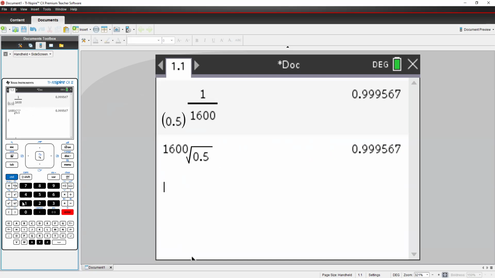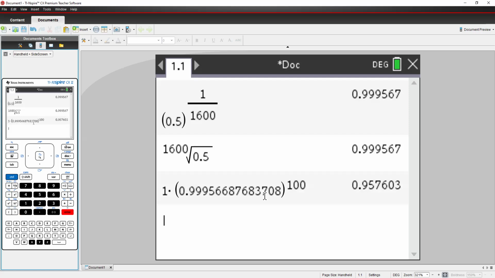All right, so then you would just do 1, there we go, times, and then type this answer. I don't want to have to type that answer, so I can do control answer. It'll just bring that previous answer to me. And I'm going to raise that to 100, and then I can hit enter. Again, it was all the decimals, so my answer is pretty darn accurate there. But I can see this is how many grams I would have left.